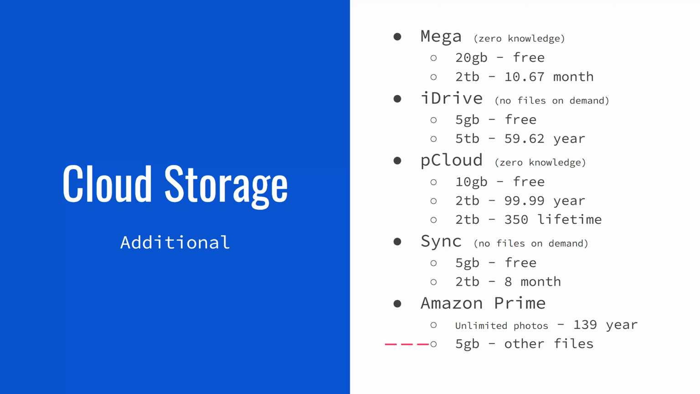Pcloud is another. It also offers zero knowledge, just like Mega, and it is based in Switzerland. Mega is based in New Zealand, in case you care about the nationality of your cloud storage. And with Pcloud, you get 10 gigabytes free. You can get 2 terabytes for $9.99 a year, which is very in line with all the other options. But the thing that makes them kind of unique is they offer 2 terabytes for $350 for life. So you pay $350 and you get 2 terabytes of storage and you never have to pay them another cent.